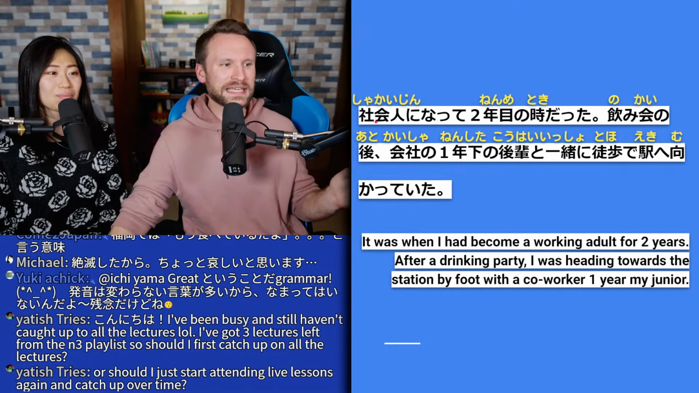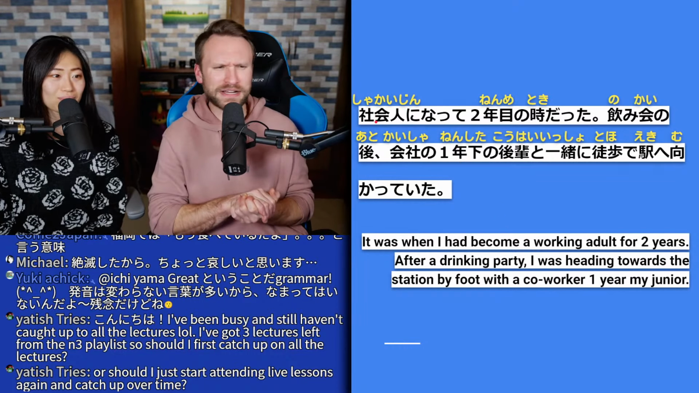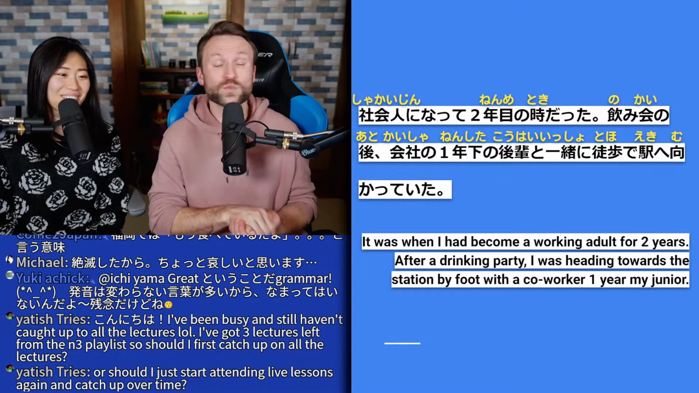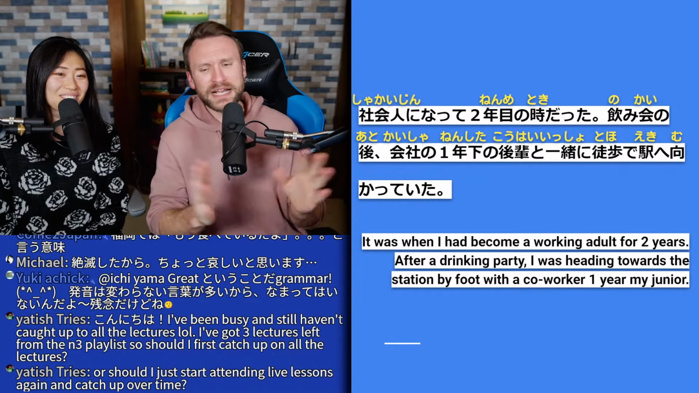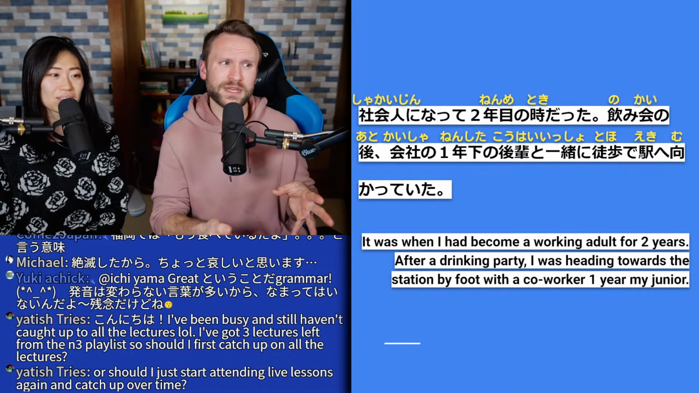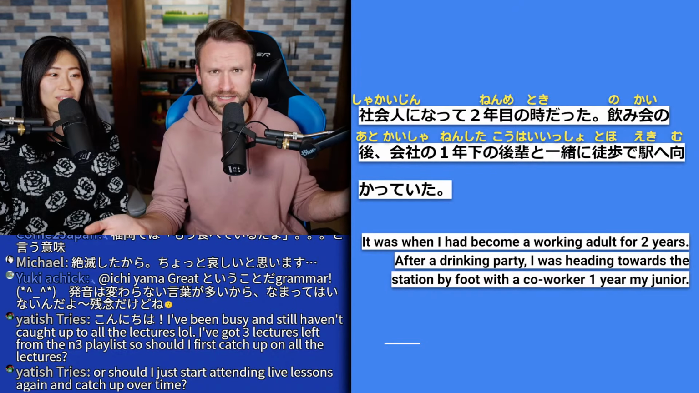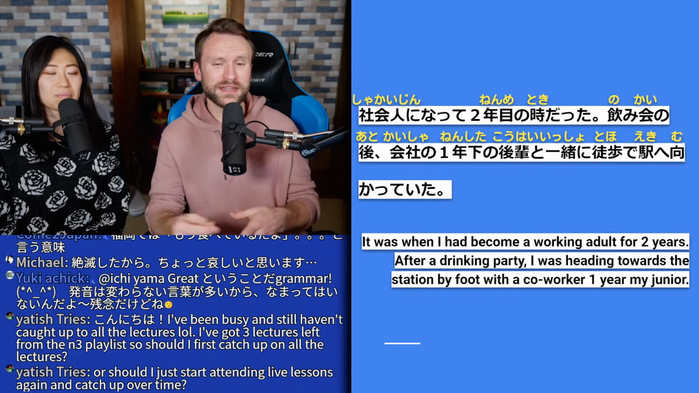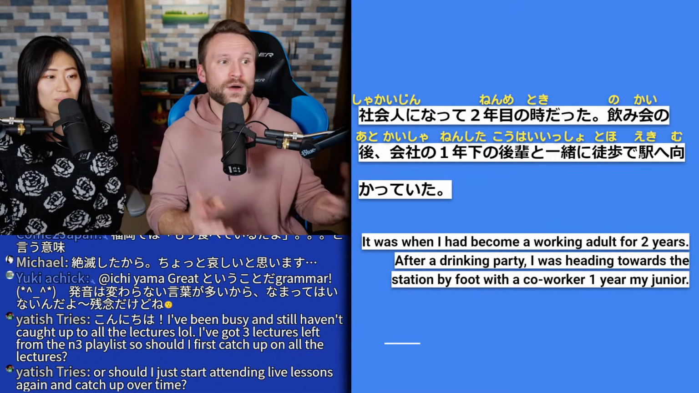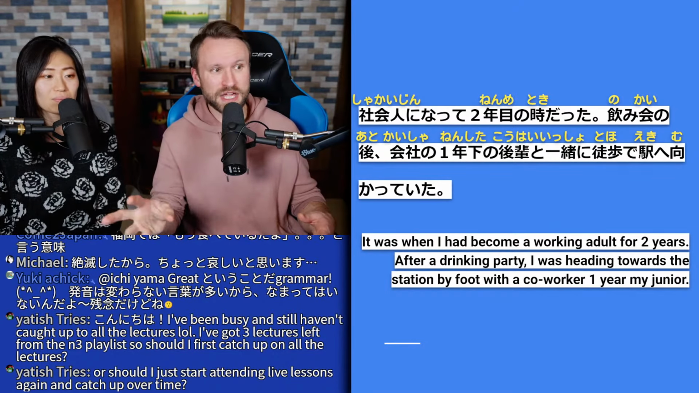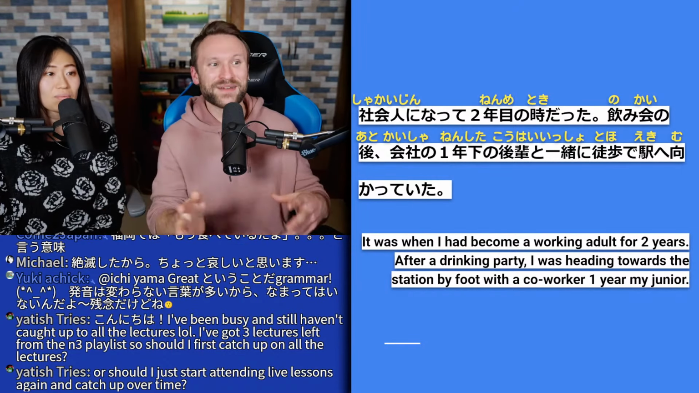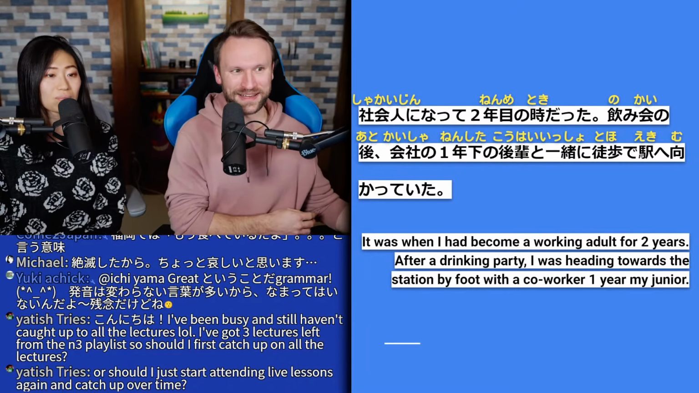Breaking it down, we have shakaijin. Shakaijin is a very, very common word. You hear it all the time, and it means working adult. Shakai itself is used for things like social studies, so you would think it would mean a social person if you were to translate the kanji out and put the words together literally, but it just means a working adult. So working adult ni natte, so became a working adult, 2年目. So the second year after becoming a working adult. No toki, it was when it was the second year after I had become a working adult.